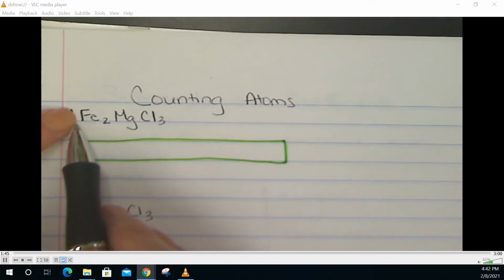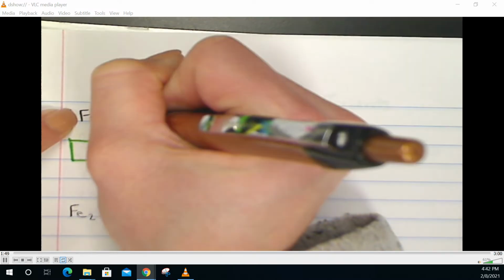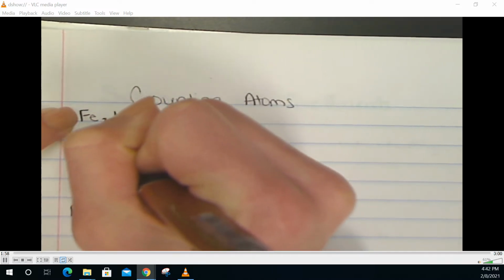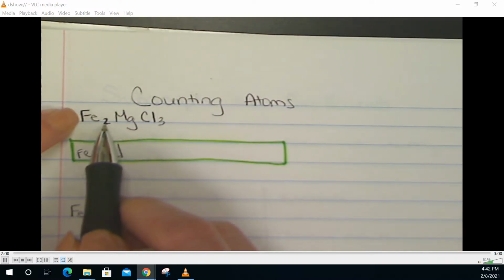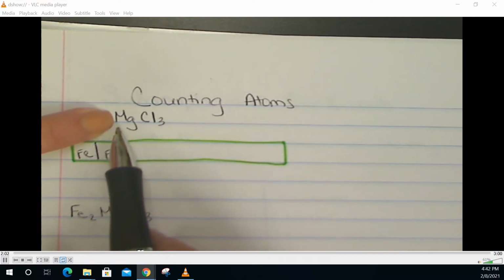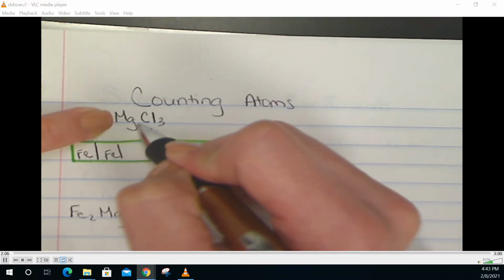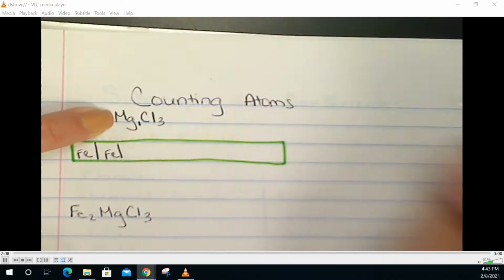All right, so in my molecule, Fe is my first element. This 2 is my subscript that tells me how many atoms I have of Fe, which is iron. So I'm going to put Fe twice because of that 2 right there. Then I'm going to move on to the next element. My next element is Mg, magnesium, and there's no number, so I'm going to put a 1 underneath that or behind it. And so I need to write that as well.